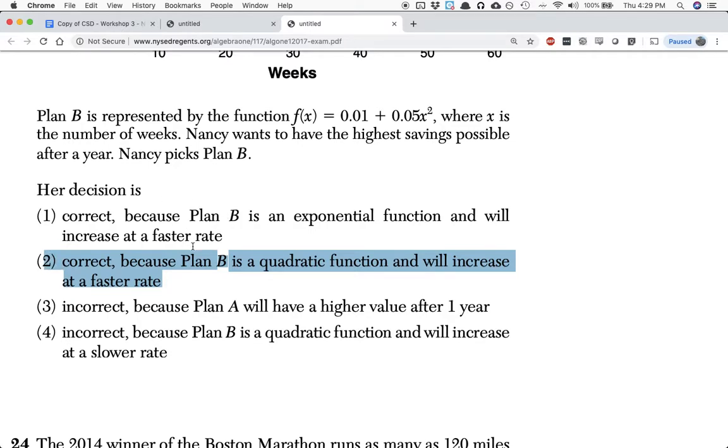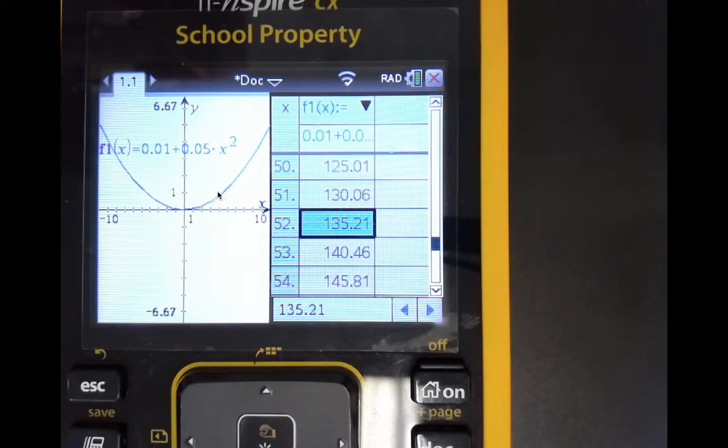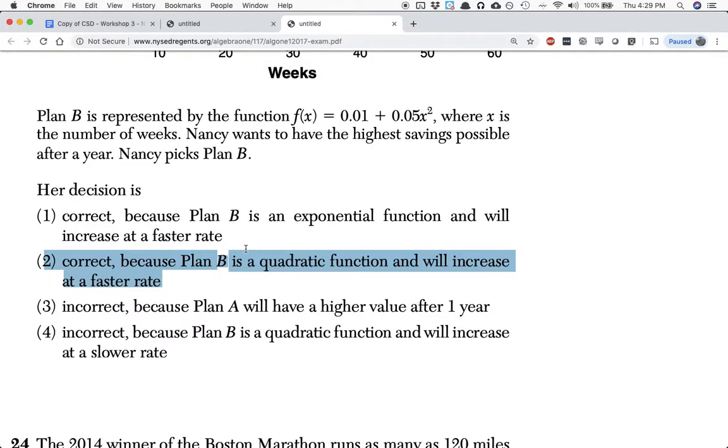I really don't like this question because it's also exponential. It is going up by multiples every time, but because I see that x squared, because I see that nice quadratic curve going on over there with the vertex, it is more precisely a quadratic function, so it's going to be answer choice 2.